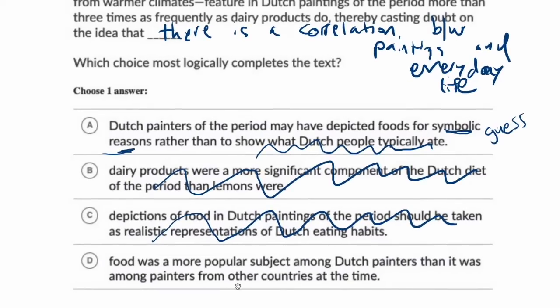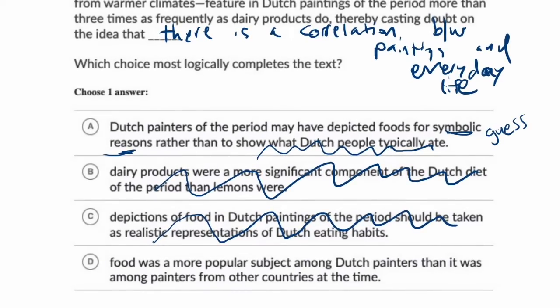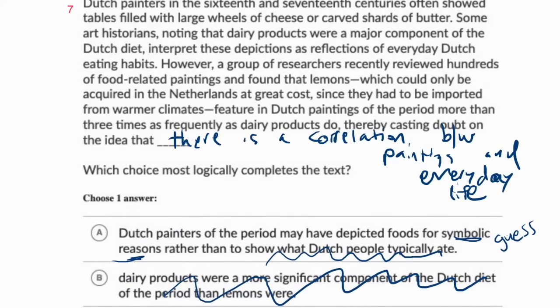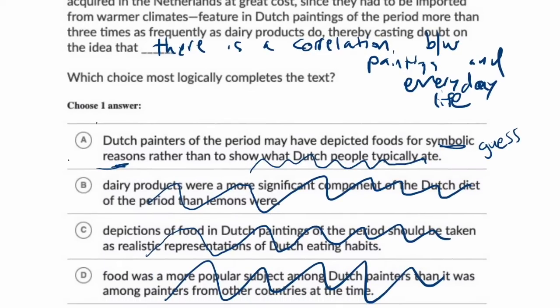And then D, food was a more popular subject. We don't know anything about Dutch painters compared to painters from other countries. So even though I was initially skeptical about A, wait a second. It's casting doubt on the idea. Okay, casting doubt on the idea. So let me come back. It's going to cast doubt on the idea that the depictions should be taken as realistic representations.